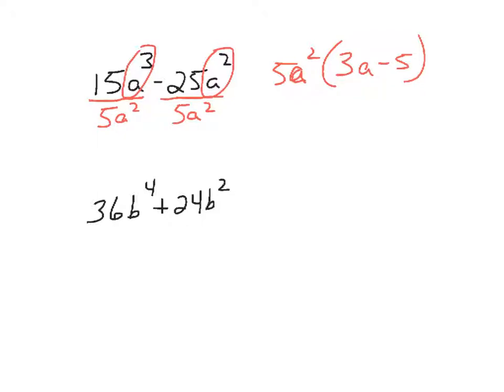In the second example, 36b to the fourth plus 24b squared, first of all, I'm just going to take a look at my numbers.